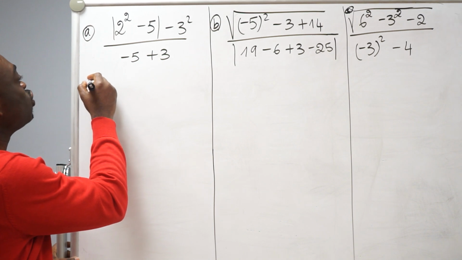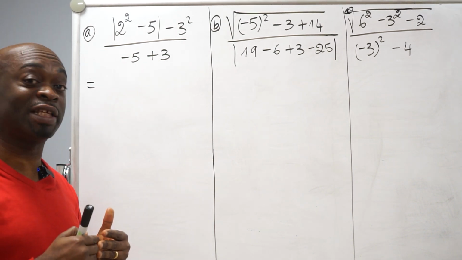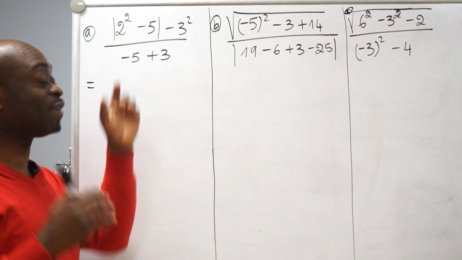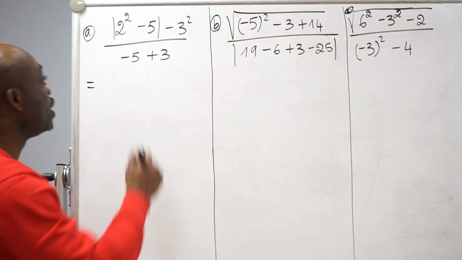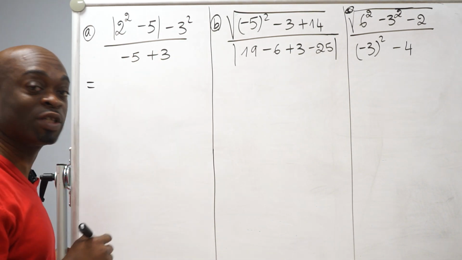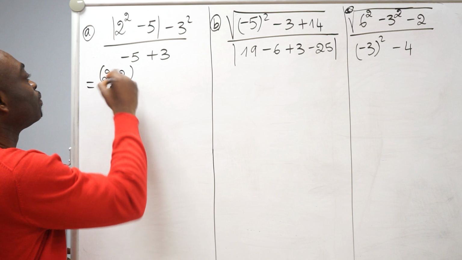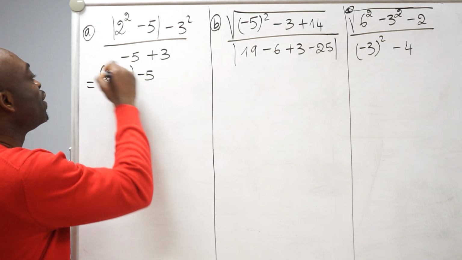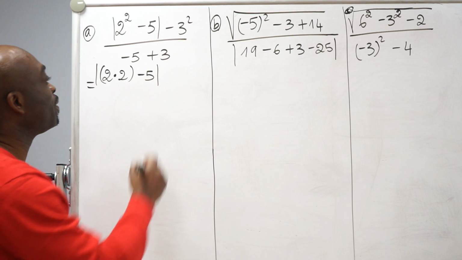Now, the first one, so what do we have to do? We always got to go inside if we have parentheses or if we have absolute values. In this case, if there's anything to do inside, we got to go for that first. So let's go for it. So 2 squared is going to give us what? So 2 squared is just the same thing as having 2 times 2. All right? Minus 5.